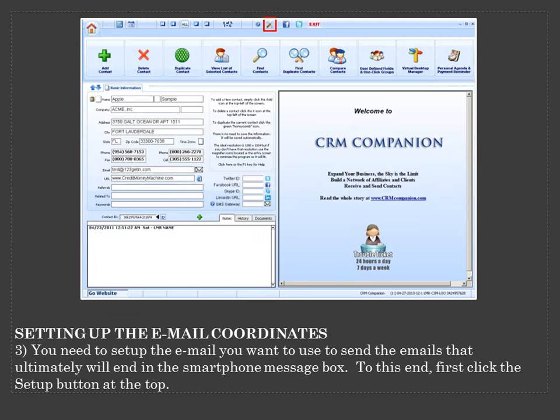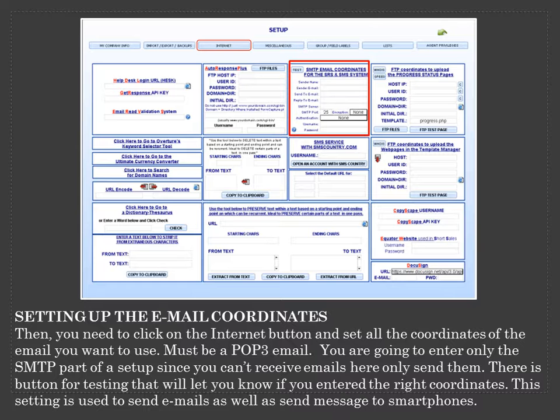3. You need to set up the email you want to use to send the emails that ultimately will end in the smartphone message box. To this end, first click the Setup button at the top. Then you need to click on the Internet button and set all the coordinates of the email you want to use. Must be a POP3 email.